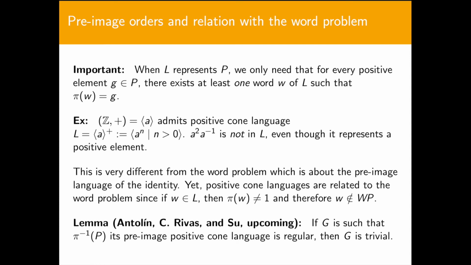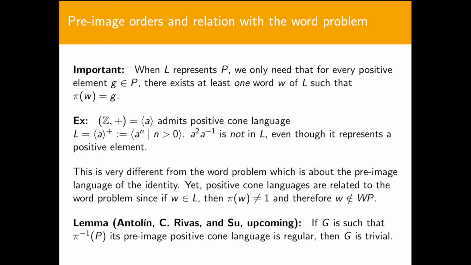So an important point to highlight is that when L represents P, we only need that for every positive element in P, there exists at least one word of L such that the evaluation of that word is equal to g. For example, we know the automaton for Z, P_A. P_A admits a positive language given by A to the n, where n is positive. So A squared A inverse is not in this regular language for P_A, even though it represents a positive element.